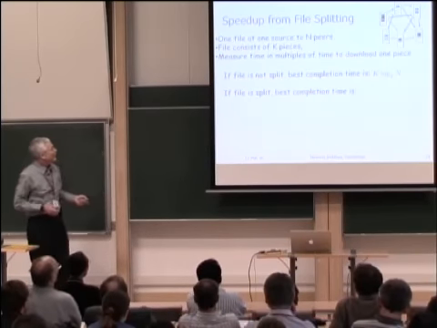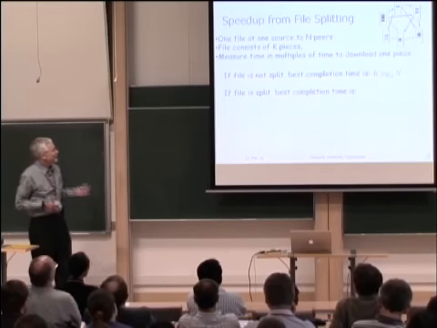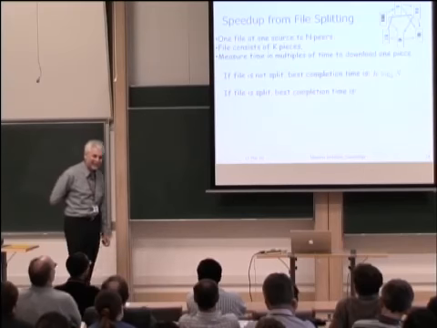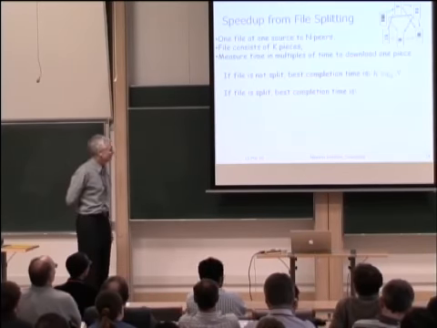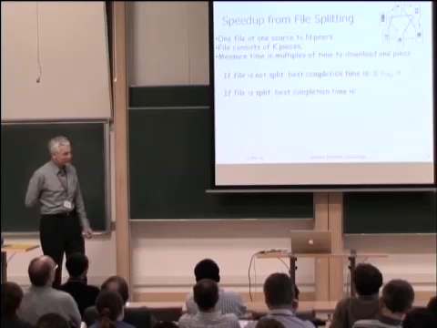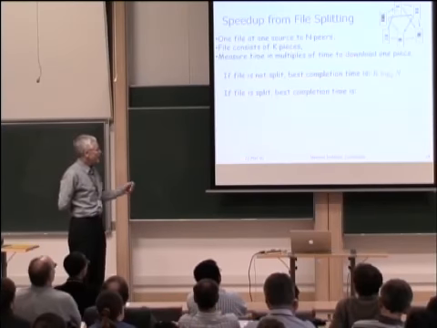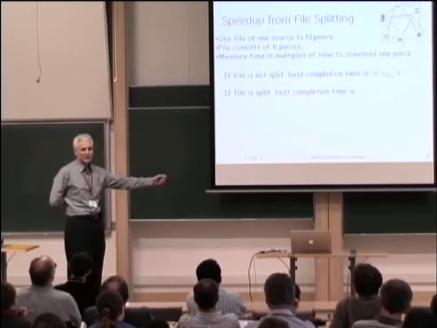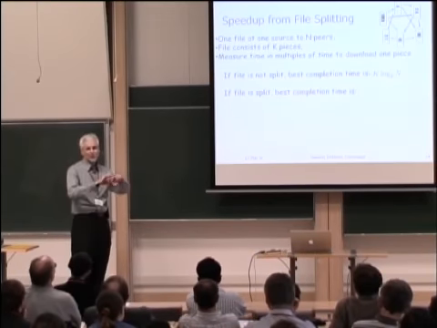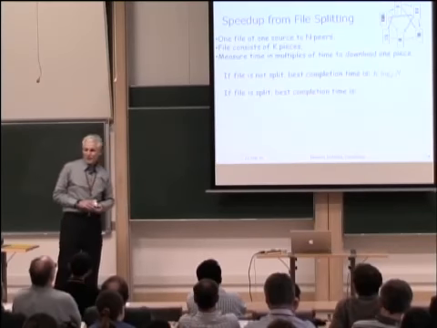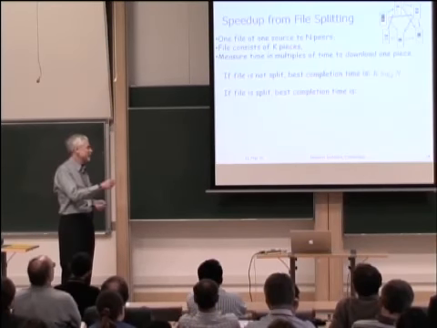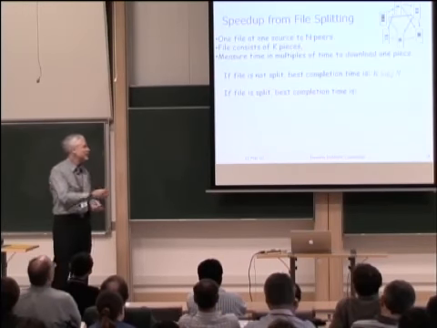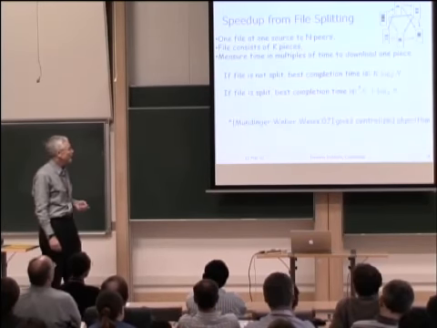If the file is split, then the best completion time is what? It's k plus log 2 of n, or vice versa. Because it would take k time units for the source just to get out the pieces. And then if each of those pieces was replicated in this doubling fashion, then the last piece would take log 2 of n more time to get disseminated to everywhere else. So that would be k plus log 2 of n.